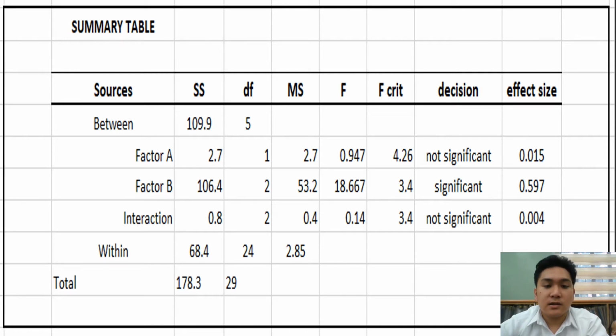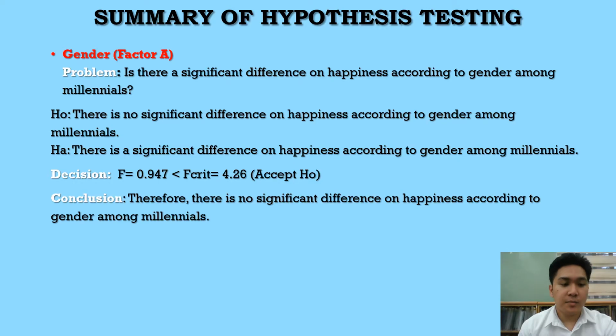So once all computations are done, we organize it to gather the answer for whether each factor is significant or not, in which factor A and the interaction are non-significant and factor B is significant, or in our case, the level of income is significant. So for hypothesis testing, the problem is: is there a significant difference in happiness according to gender among millennials? The null hypothesis will be there is no significance on happiness according to gender, according to the level of income, and the interaction among millennials. And the alternative hypothesis will be there is a significant difference on happiness.